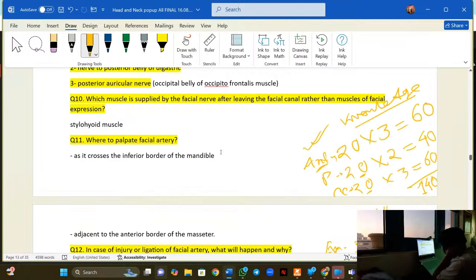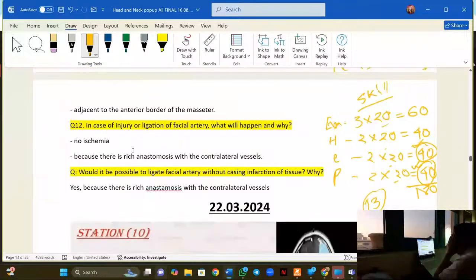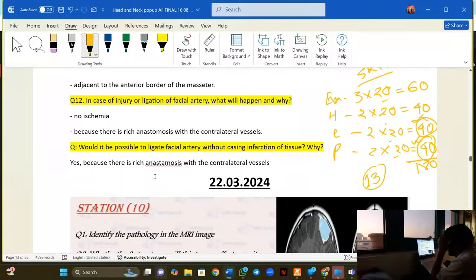Where do you palpate the facial artery? At the inferior border of the mandible, at the anterior border of the masseter. In case of injury or ligation of the facial artery, what will happen? Nothing will happen, because it has rich anastomosis with the contralateral vessel. Is it possible to ligate it? Yes, because of the anastomosis with the contralateral vessel.